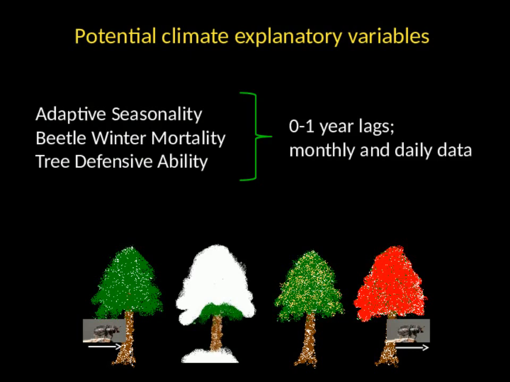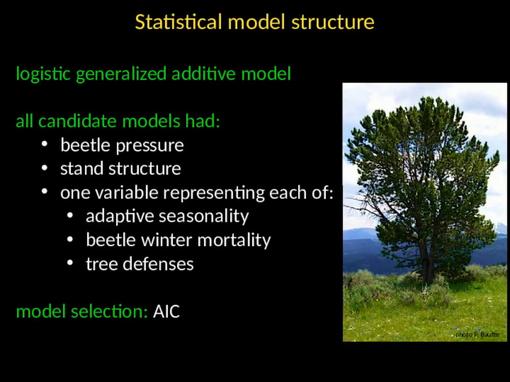Then we used a bunch of different climate metrics to inform the model that we're representing adaptive seasonality, winter mortality, and tree defenses. And because beetles could have a 2-year life cycle in cold environments, we used those variables for the current year plus 2 years to represent that. And I'm not going to go through what all of those were.